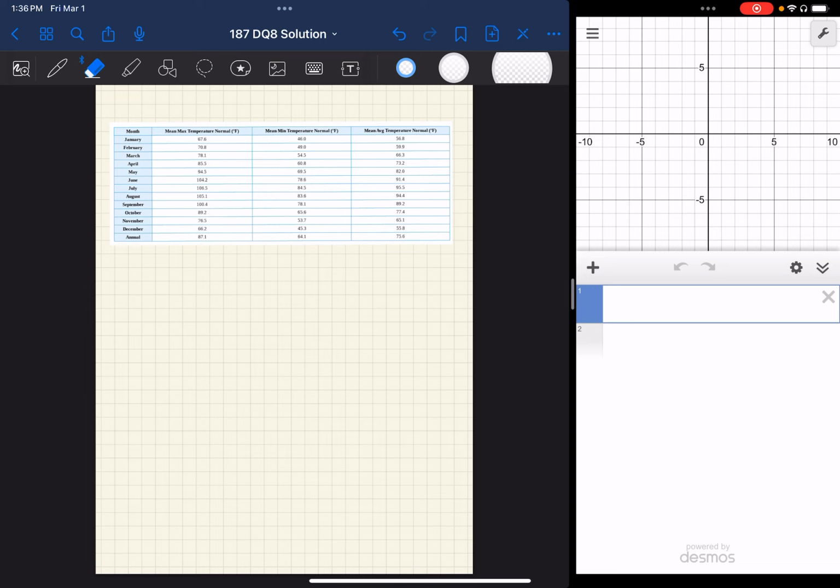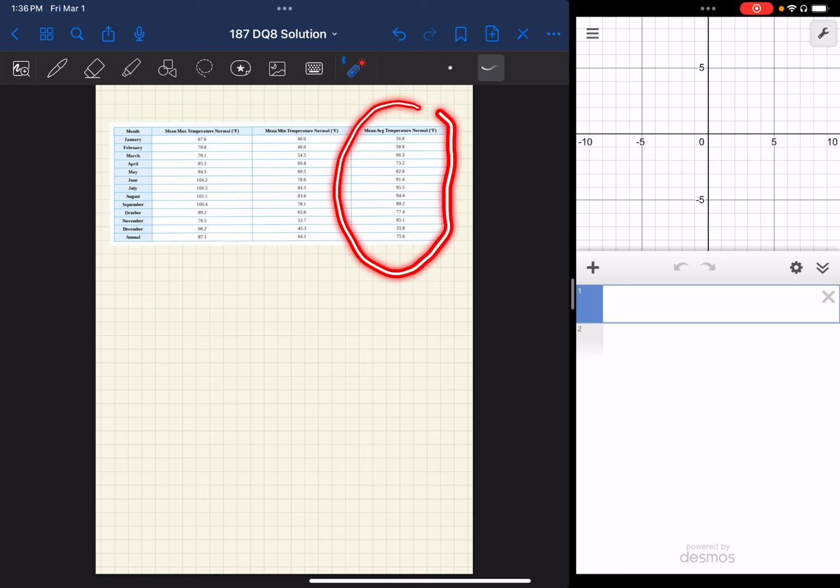So I decided that I would use this data table here, the mean average temperature normal. If you chose a different table, your answer will be a little bit different. Or if you approached it a little bit differently, your answer is going to be a little bit different. That's okay. Part of this problem is to identify what assumptions we're making and to move forward with those assumptions. So I'm starting with this data table here.